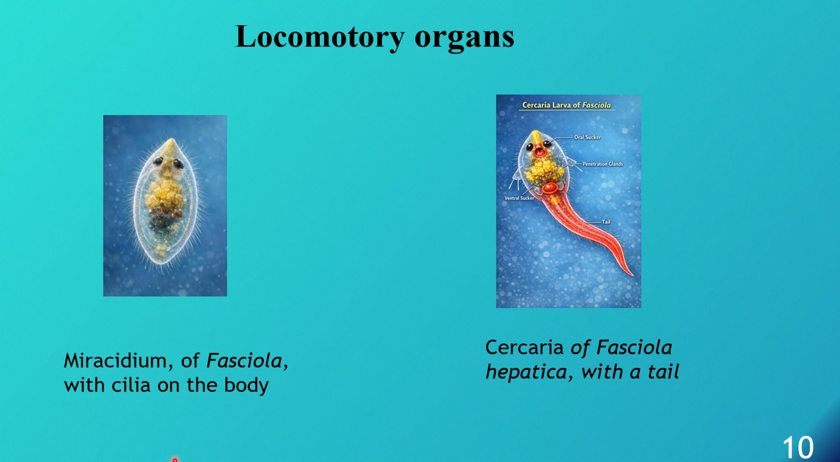So here you can see the locomotory organs which are found in the miracidium and cercaria. Both miracidium and cercaria are the larval stages of Fasciola hepatica. In the miracidium, there are cilia all over the body, and cercaria has a tail. Because these larval forms are free living, they are provided with locomotory organs, whereas the adult Fasciola, since it is a parasitic form, is devoid of any locomotory organs.